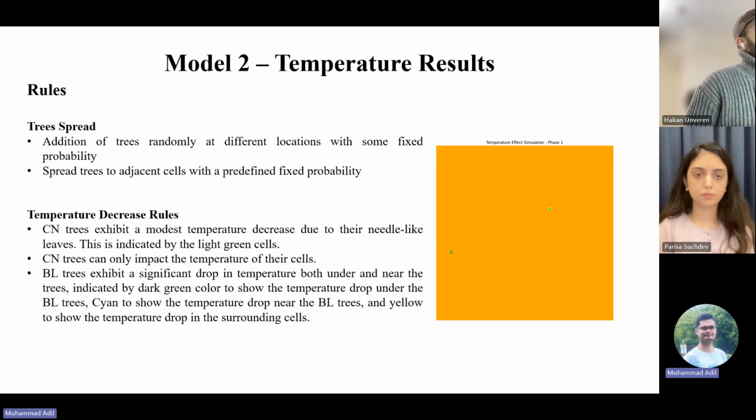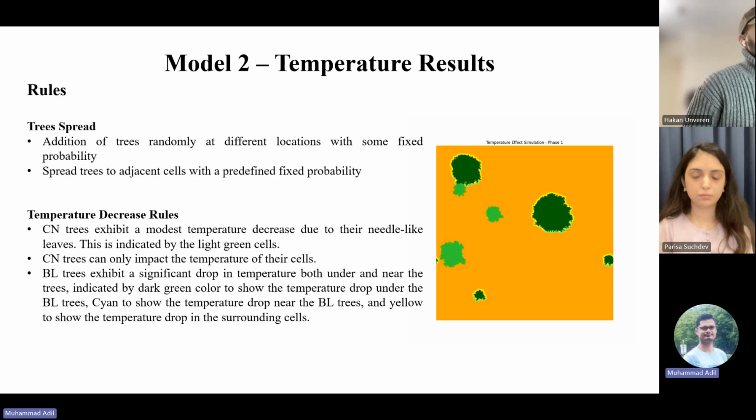And as for the temperature results, as for the rules, we studied the basic rules by just mimicking the real world scenario. For the tree spread, in the initial steps, we add the conifer and the broadleaf trees at different locations. And once added, they will start spreading from those locations. The conifer trees are shown by the lime green color, and the broadleaf trees are shown by the dark green color.